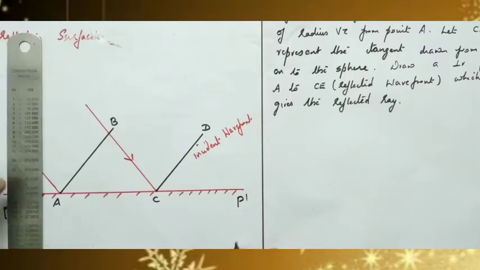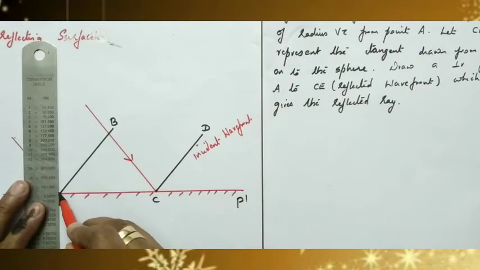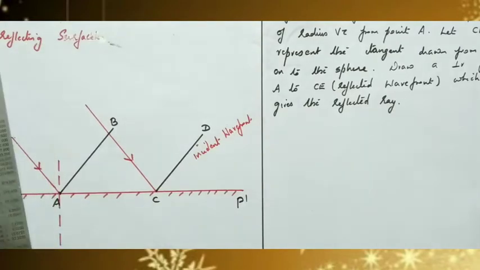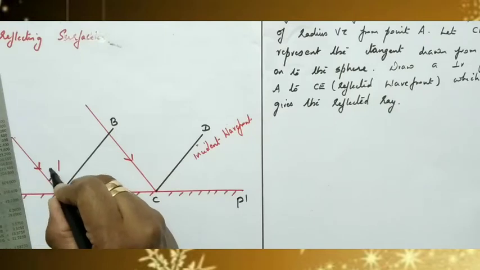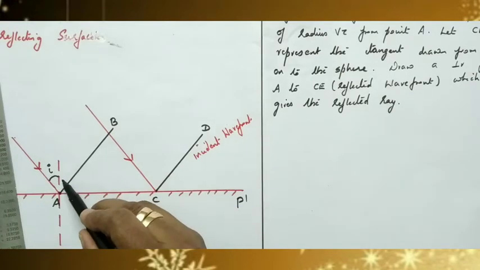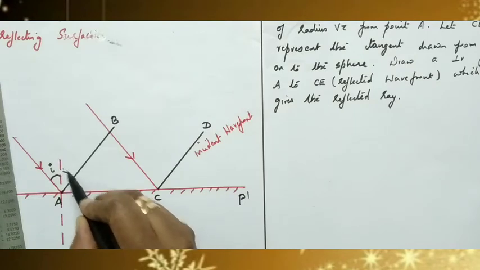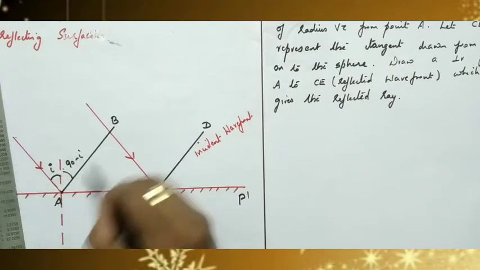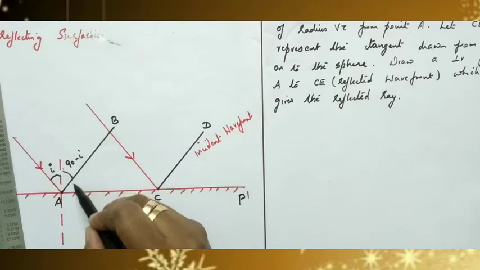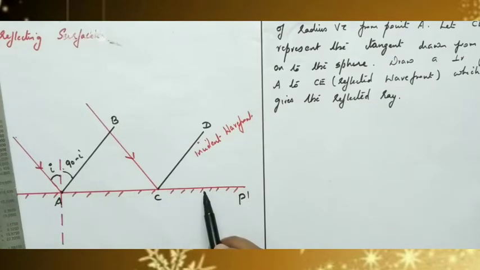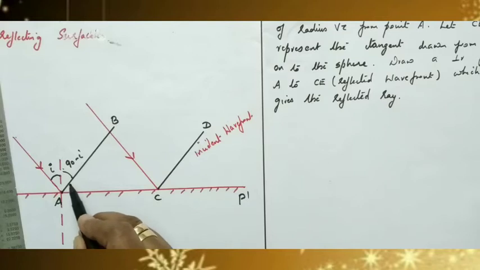Now we can draw a normal at the point A, and mark the angle of incidence I. The wavefront and the ray are perpendicular to each other, so if this angle is I, the remaining angle is 90 minus I. The normal and the reflecting surface are perpendicular, so if this angle is 90 minus I, then this angle is equal to I.